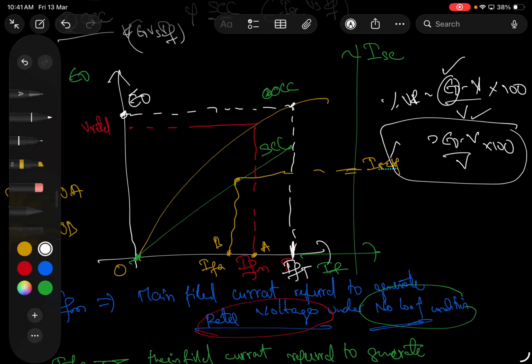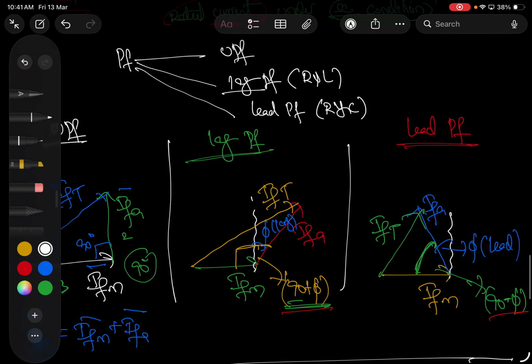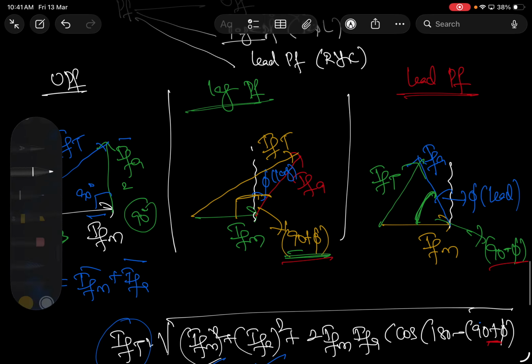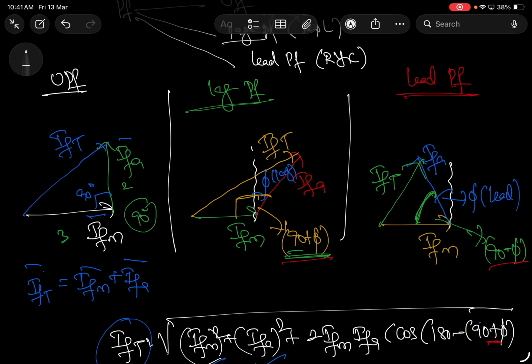This is how I can calculate percentage voltage regulation. By which method? The MMF method or ampere turns method. Why is it ampere turns? The unit of MMF is ampere turns. That's why it is also called the ampere turn method. This is how we calculate the voltage regulation by using the MMF method.